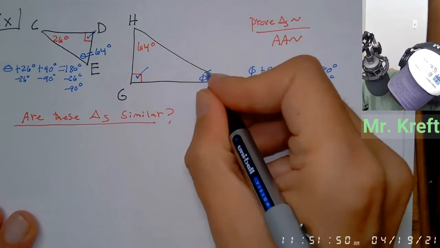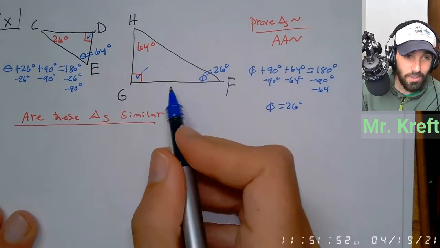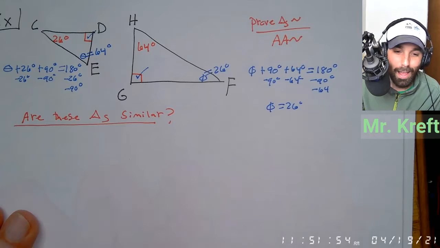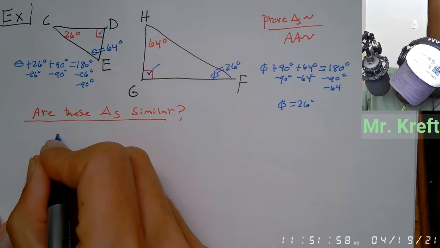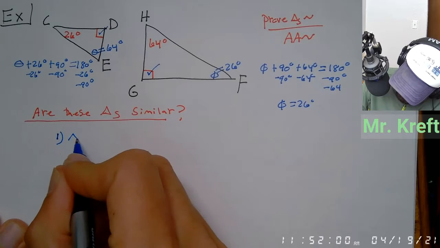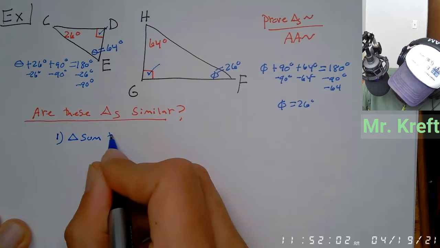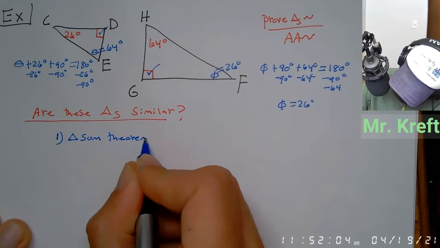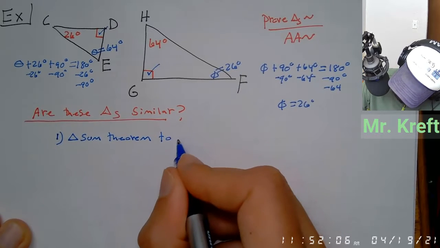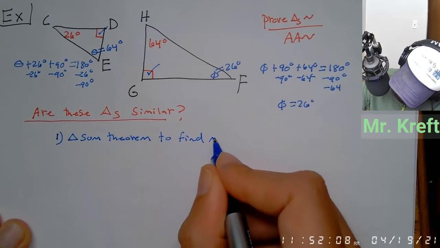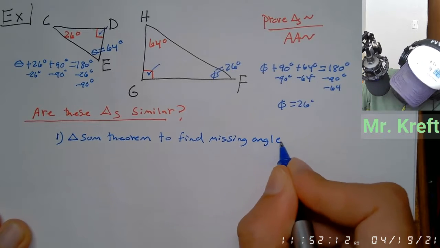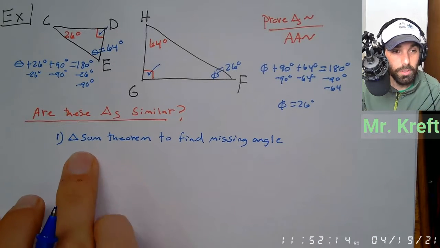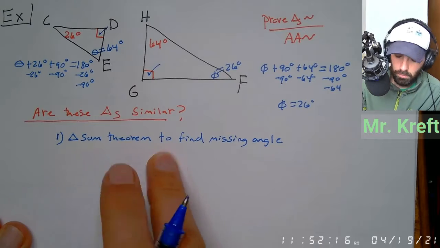So check that out, right? So are these triangles similar? Absolutely, right? So what did we do first? We did the triangle sum theorem to find the missing angle. Okay, so we used the triangle sum theorem.